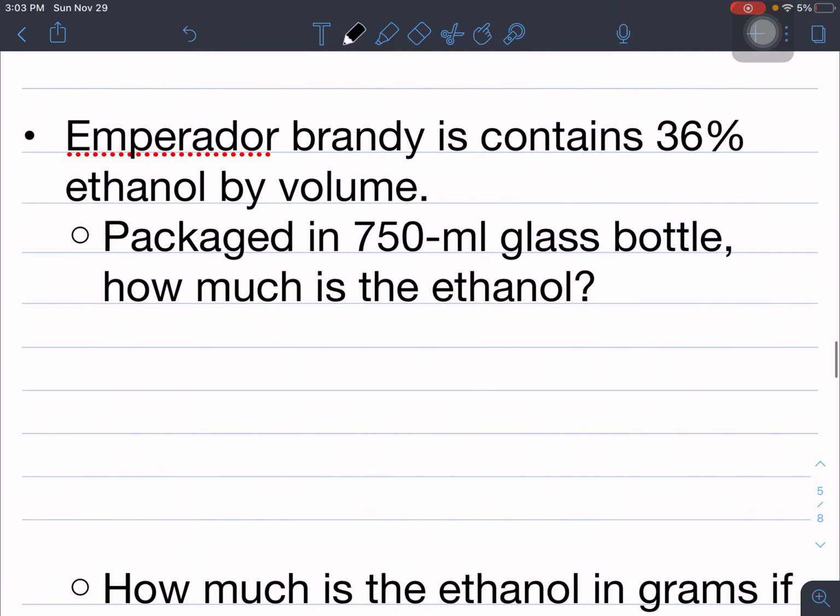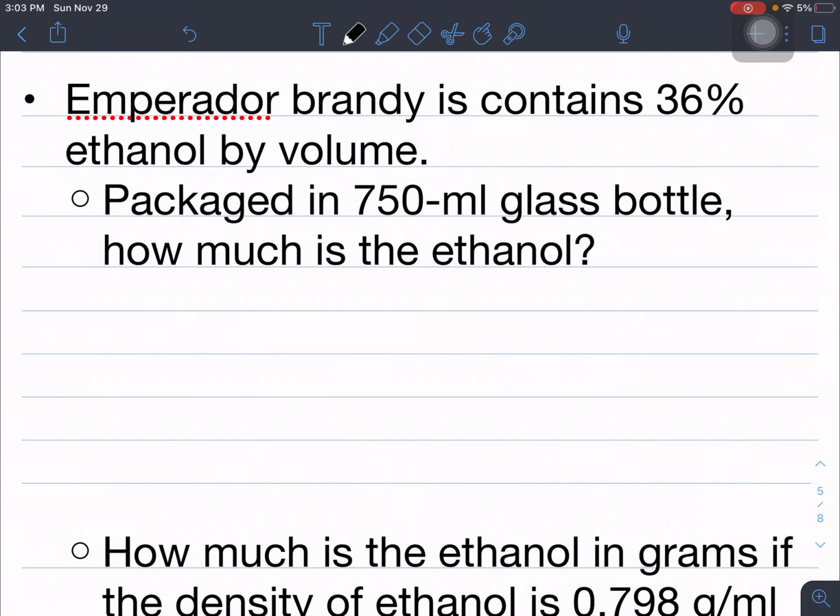Okay, so let's have a word problem. An example here: an Imperador brandy contains 36% ethanol by volume. So there is a lot of alcohol present in this brandy. Let's answer the questions. Packaged in a 750 ml glass bottle, how much is the ethanol? The question already told us that there is 36% ethanol by volume, meaning if you have 100 ml of that brandy, we will have 36 ml of ethanol present.